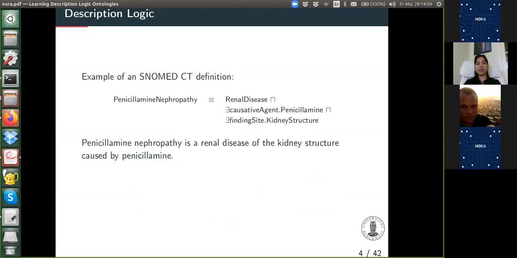So this is an example of a definition of a disease and how it can be formulated within description logic. For instance, one can say that penicillamine nephropathy is a Hano disease of the kidney structure caused by penicillamine. And that's how one would represent this using description logic.